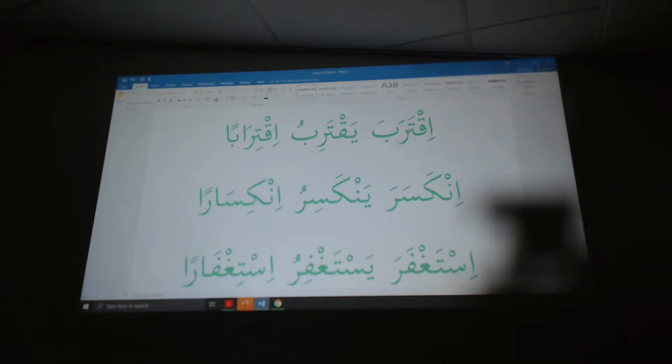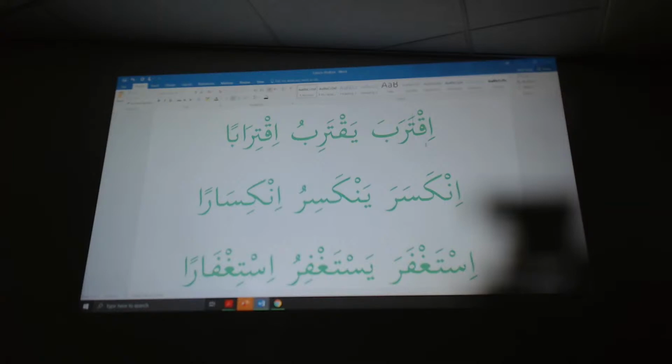Uqturiba. The second to last letter is e. Everything before is u. So uqturiba. Start right from the beginning again. Let's go. Iqtaraba. Again, start. Go. Iqtaraba yaqtaribu iqtiraban fahuwa muqtaribun. Uqturiba yuqtarabu iqtiraban fahuwa muqtarabun.